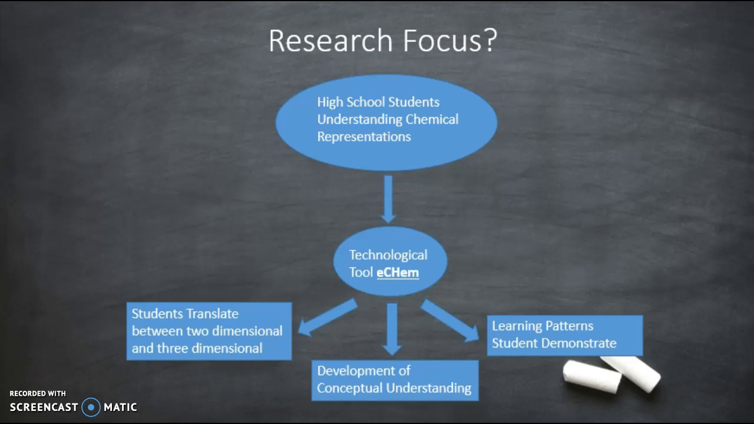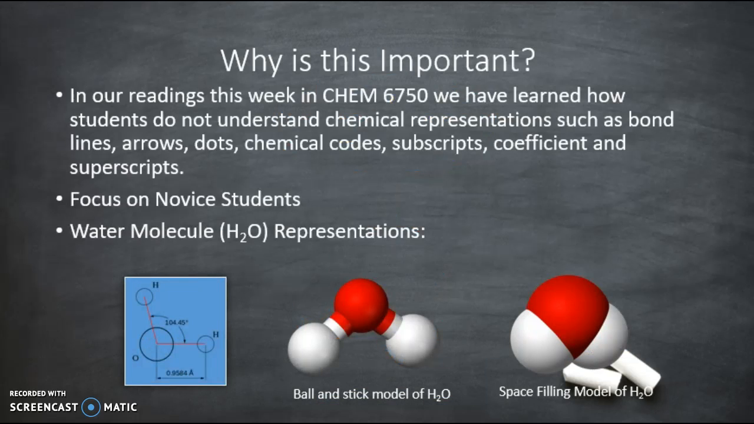For high school students, making connections between chemical representations and concepts is not automatic as it is for a chemist. In our readings this week in Chem 6750, we have learned how students do not understand chemical representations such as bond lines, arrows, dots, chemical codes, subscripts, coefficients, and superscripts. If you remember, Hoffman pointed out in his research, chemistry is a language in itself.